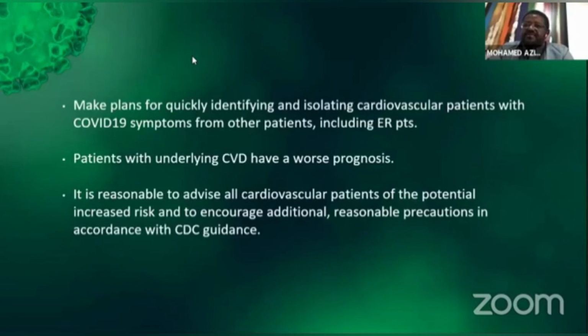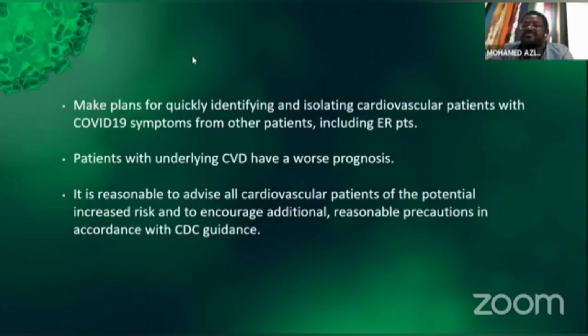We have to make a plan for quickly identifying and isolating cardiovascular patients with COVID-19 from other patients. Why do we take care of cardiovascular patients? As we now see in the literature, most of the mortalities, poor outcomes, and negative predictors were in patients above 65, patients with underlying cardiovascular disease, diabetes, hypertension, or stroke. So these patients do worse with COVID-19. So we should not mix things.